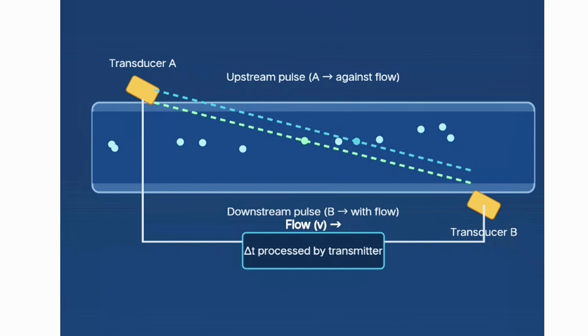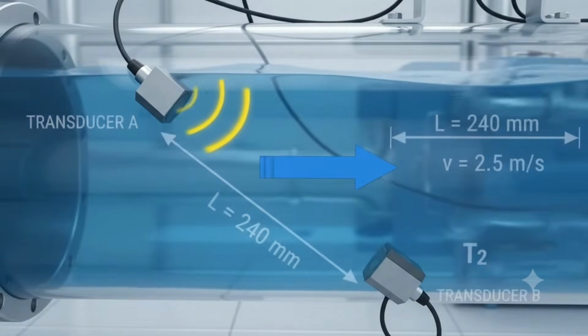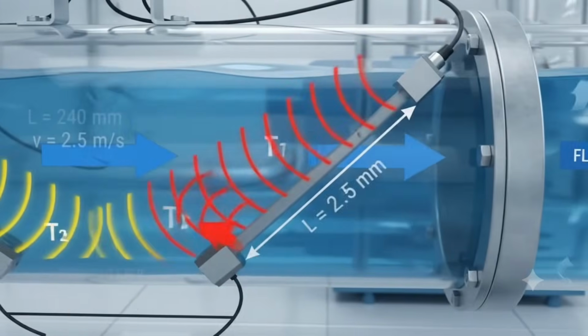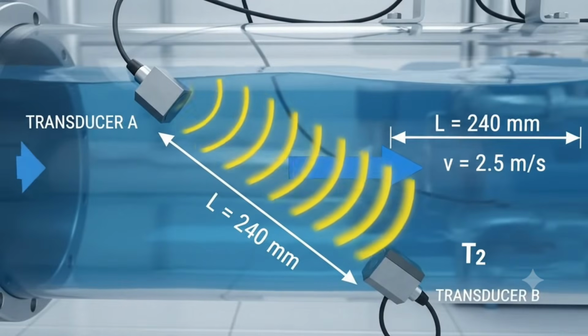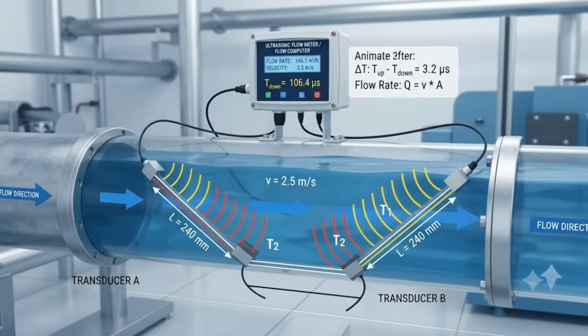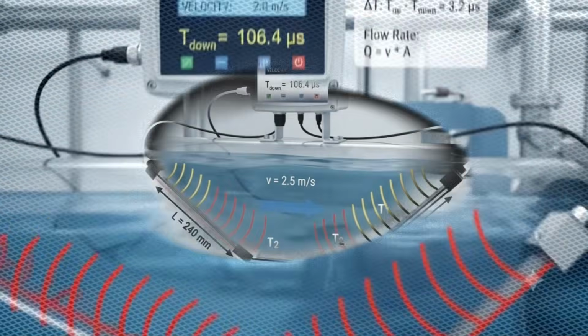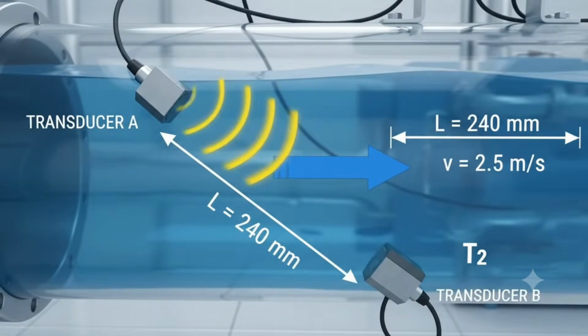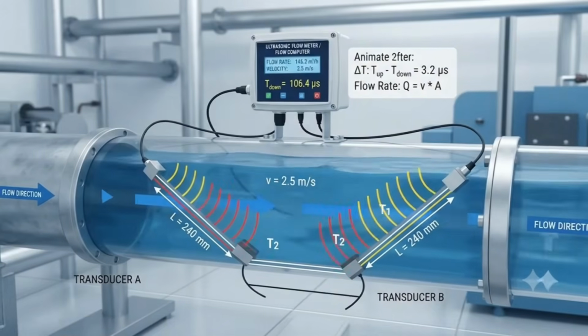Two transducers are mounted diagonally opposite each other, either clamped on the outside of the pipe or wetted inside it. Each fires an ultrasonic pulse toward the other, alternating direction. A pulse traveling with the flow (downstream) arrives slightly faster than a pulse traveling against the flow (upstream) because the moving liquid adds to or subtracts from the sound wave's own speed through the liquid. The transmitter measures this tiny time difference, delta t, typically nanoseconds to microseconds, and converts it to flow velocity, then to volumetric flow using the pipe's internal area.